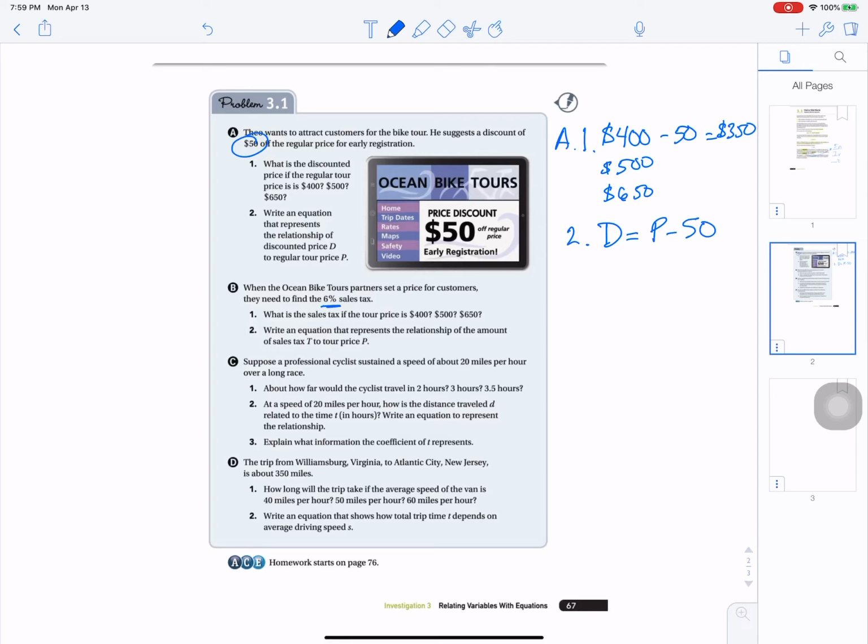This next one talks about sales tax, and if you were multiplying to get sales tax, you'd have to multiply by 6/100 times the amount. For example, this is B1. For 400, it would be 400 times 0.06 would be the tax. I don't know what that is. I don't have a calculator right here, but you can figure that out.